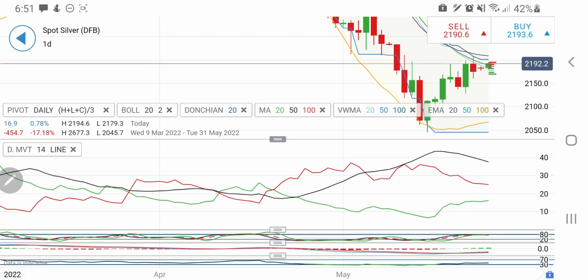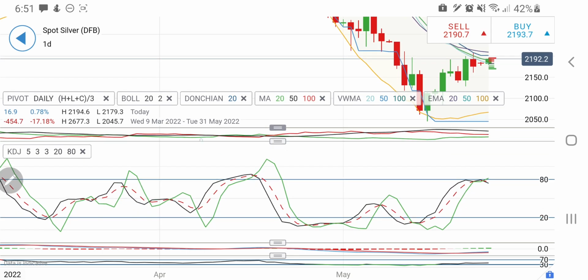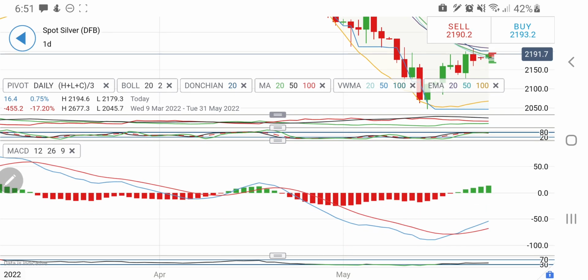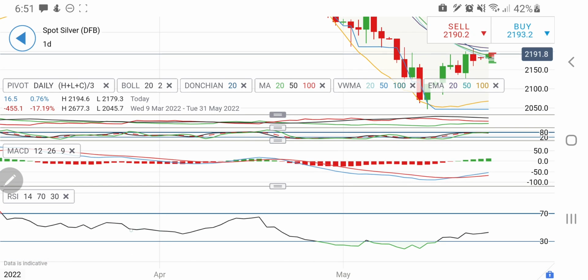On silver, directional movement is trying to converge. The stochastic is near the top, looking downwards. That is one indication that I'll be watchful of. Also look at the MACD. MACD has crossed over, it is wide divergent and strongly bullish. The RSI is also looking upwards.